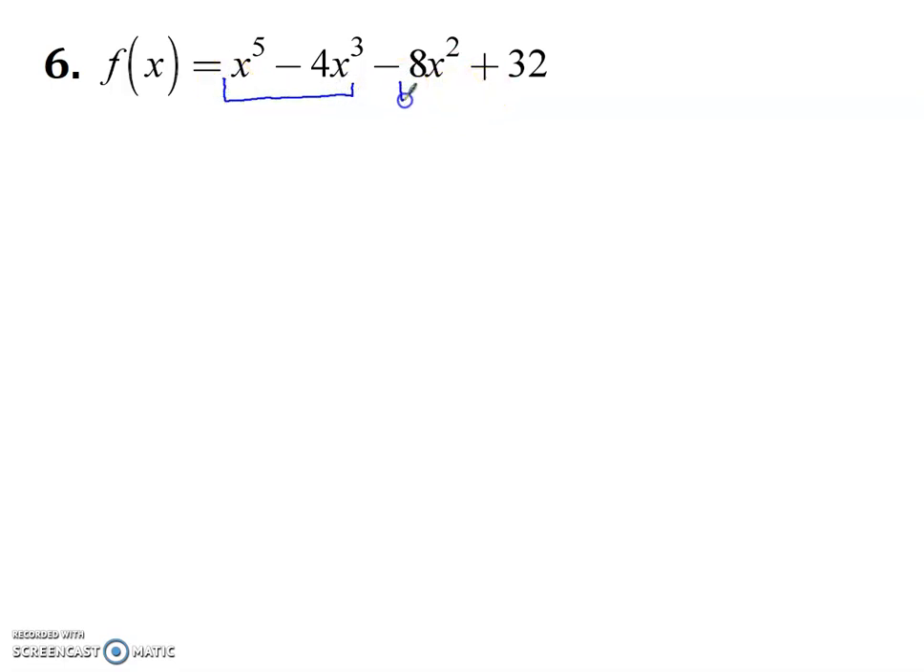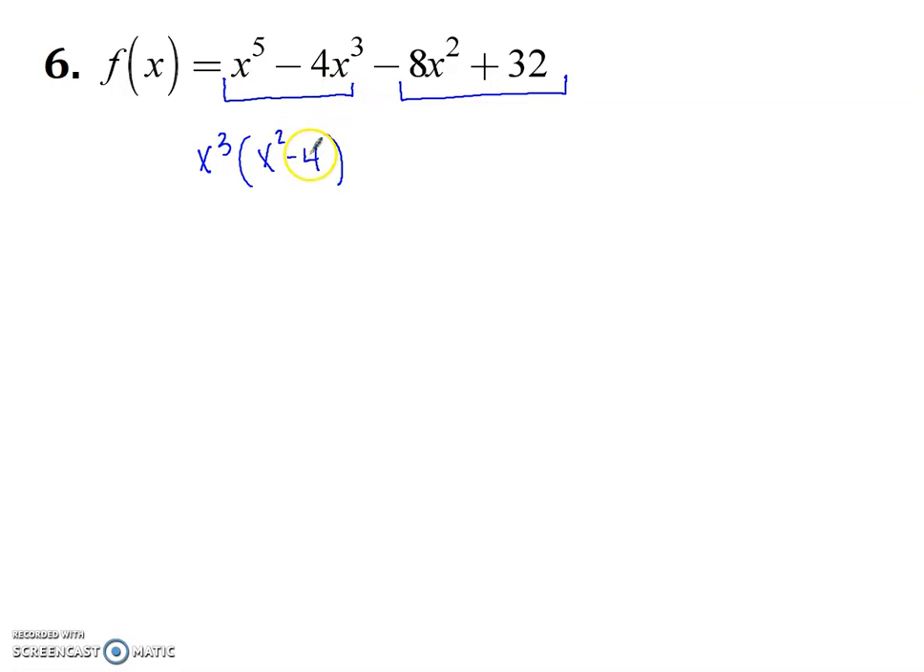Okay. So you want to group the first 2 and the last 2, and you typically want it in degree order. With these first 2, the common factor is an x cubed. So I'm going to GCF out the x cubed. That leaves me with an x squared minus 4. Okay. So then I'm going to take the GCF out of this one, and I want the binomial that's left over to match this one.